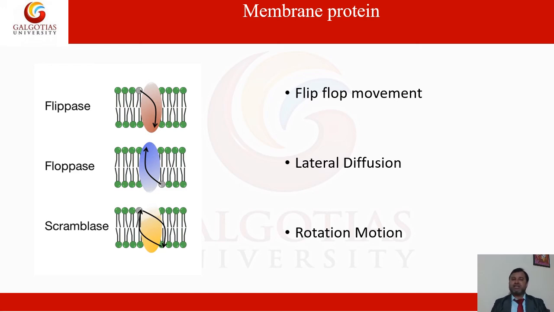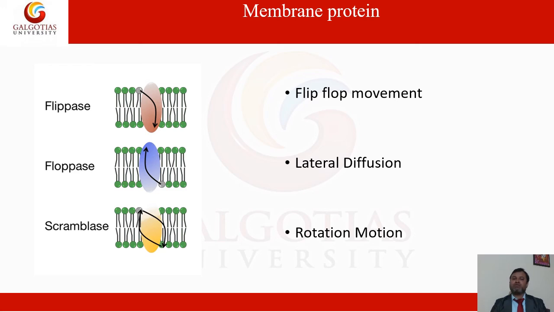Flip-flop movement is the movement of a lipid molecule from one lipid layer to the other layer. That means this molecule will shift from the inner layer to the outer layer or from the outer layer to the inner layer. That movement is called flip-flop movement. Another movement is lateral diffusion. In lateral diffusion, the phospholipid molecule will diffuse from one position to another position. So suppose this molecule goes here and replaces another molecule. So this is the lateral diffusion.